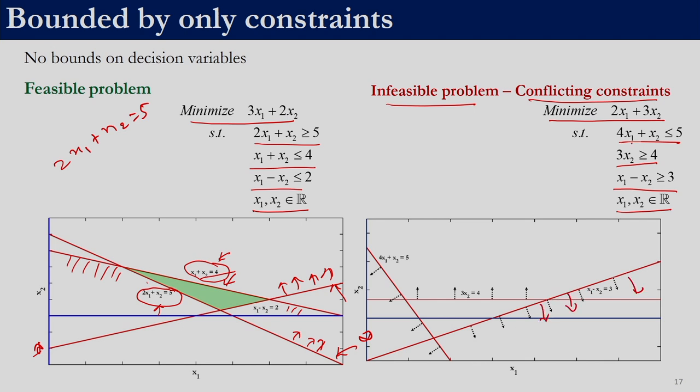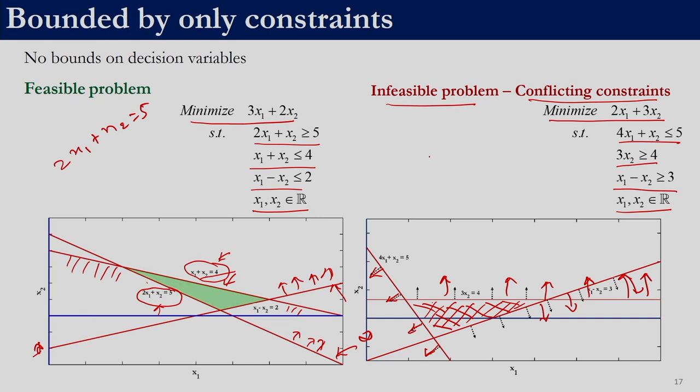Below, for the line 3x2 greater than or equal to 4, this is the line 3x2 equal to 4, right? Basically, what we are saying is x2 is equal to 1.33. So x2 has to be greater than 1.33, so it is this region. In this region, the value of x2 is greater than 1.33. Similarly, we plot the line x1 minus x2 equal to 3, right? This region is infeasible, and this region is the feasible region. Now if we see, there is no common area for these three constraints. In this case, we call the problem an infeasible problem.